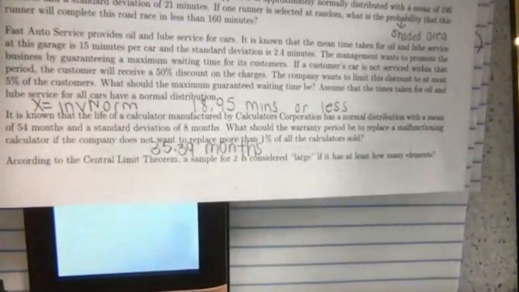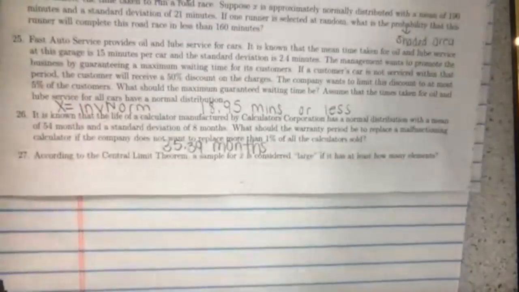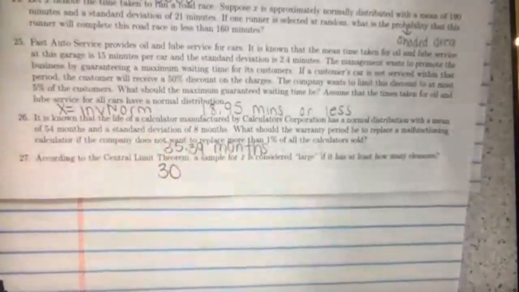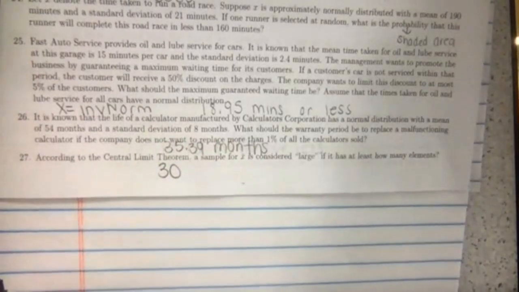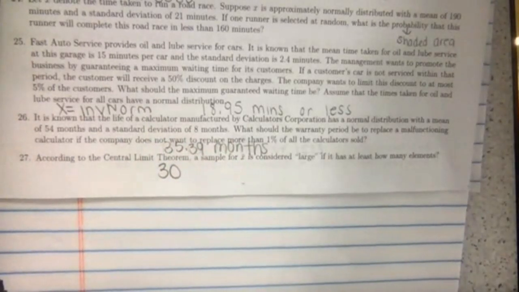All right, 27. According to the central limit theorem, a sample where x bar is considered to be large if it has at least how many elements? I love this problem. 30. Done. That's just the definition. So according to the central limit theorem, a sample for x bar is considered large if it has at least 30 elements. Ready for the next page?